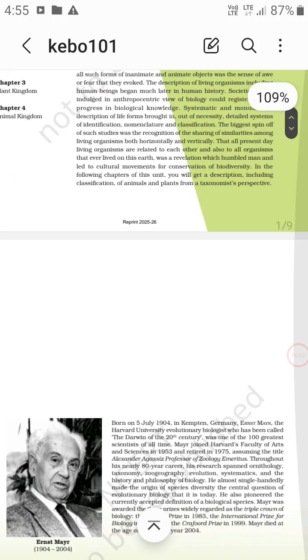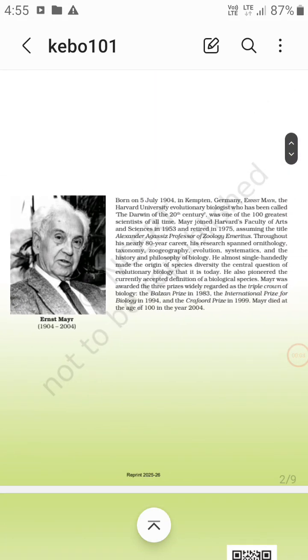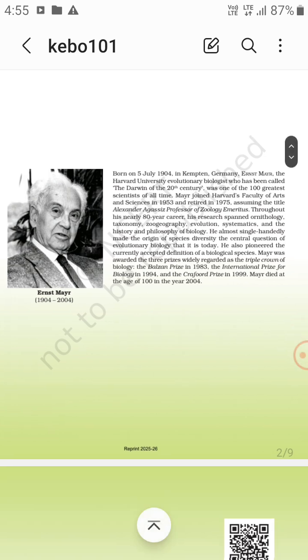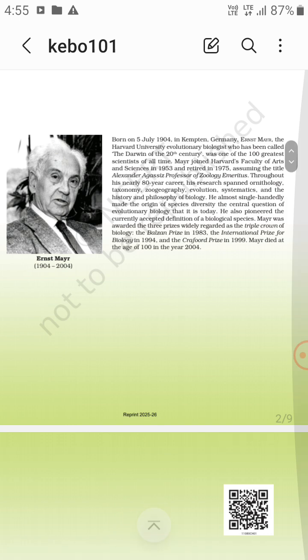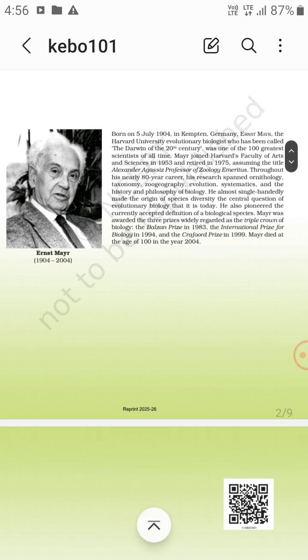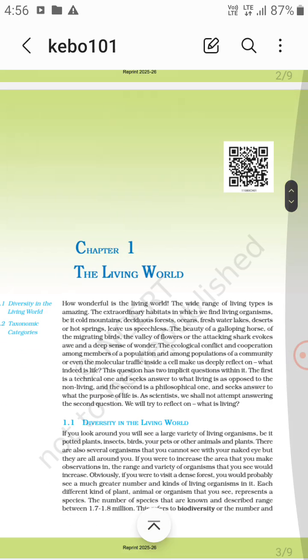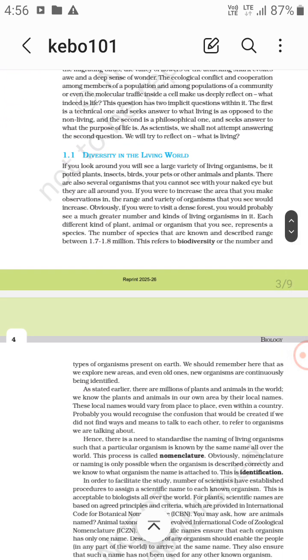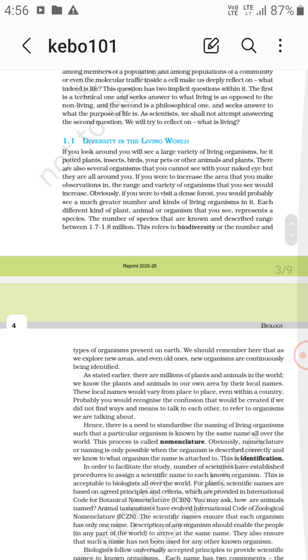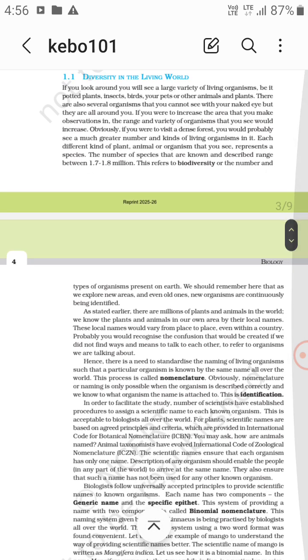World, right? Ernst Mayr, right? Now, Ernst Mayr, the Darwin of the 20th century, also pioneered the currently accepted definition of a biological species. And the living world: diversity in the living world, the number of species that are known and described ranges between 1.7 to 1.8 million. This is biodiversity.